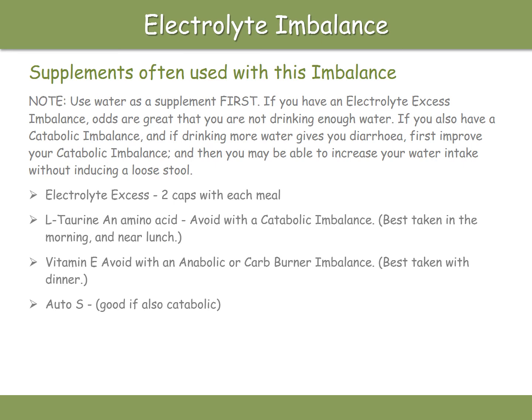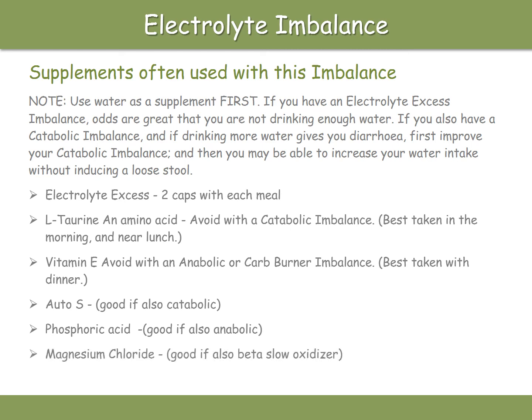Auto-S. This is an Empirical Labs product. It's to do with your nervous system. I don't use it that much, but it's something we can use. Phosphoric acid is another. Phosdrops is another product we can use there. Magnesium chloride is also good. It's a good form of chloride for this imbalance. It's also good for a slow oxidizer, and for poor digestion because of the chloride. So it's not just the magnesium, it's the chloride as well.